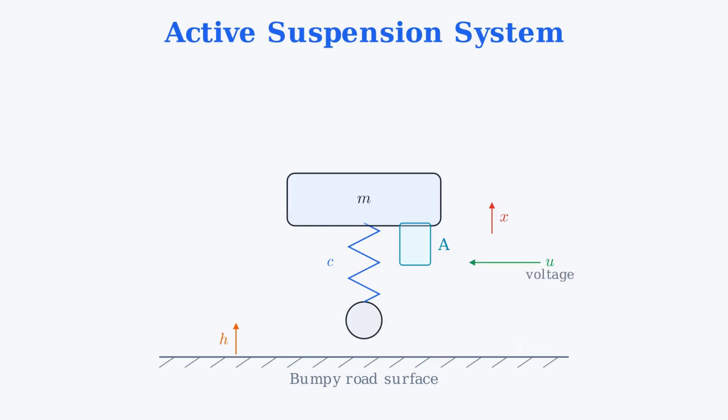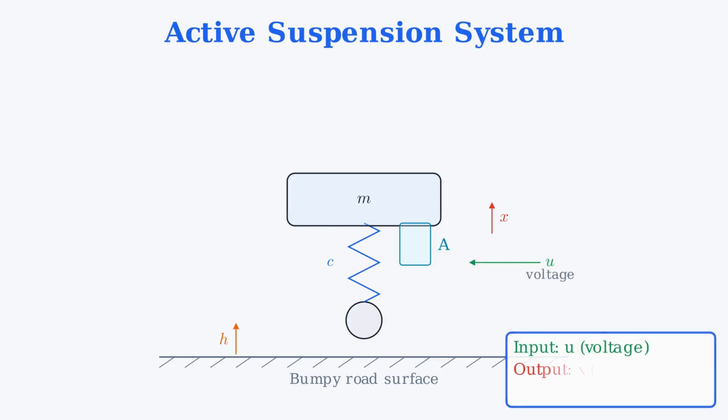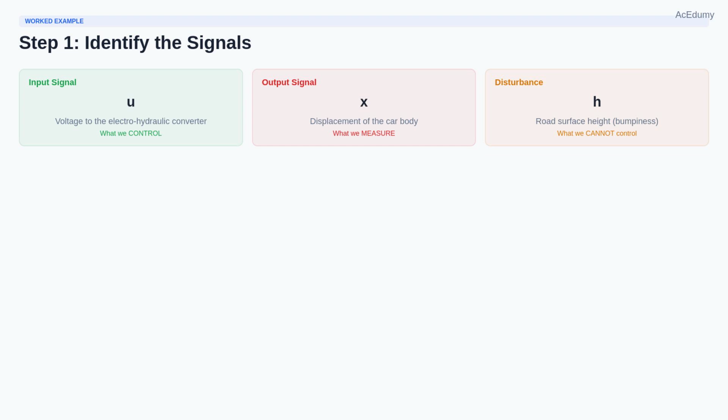The goal of the system is to keep the car body steady, meaning displacement x should stay close to zero even when the road surface height h changes. We need to do three things: identify the input, output, and disturbance signals, write the differential equation, and draw the block diagram. Let us start with part A, identifying the signals.